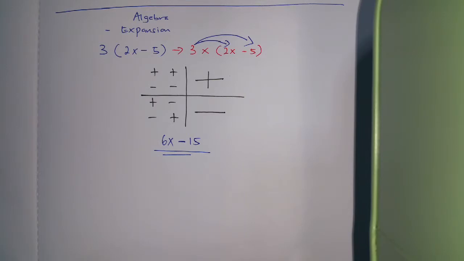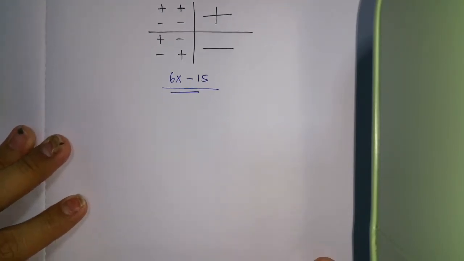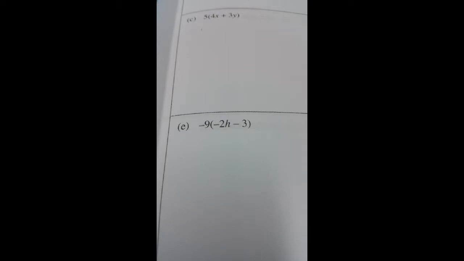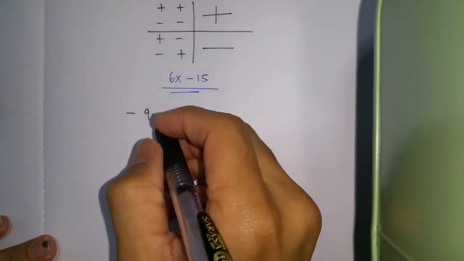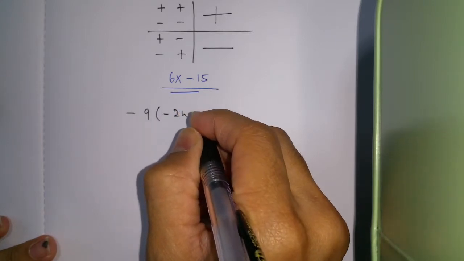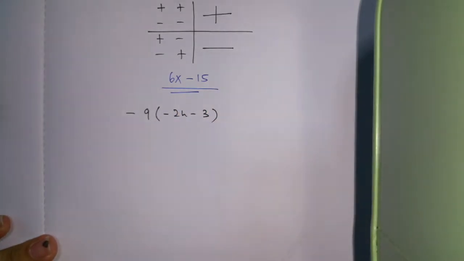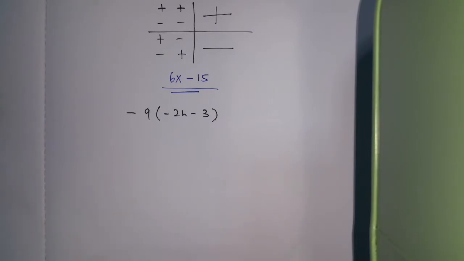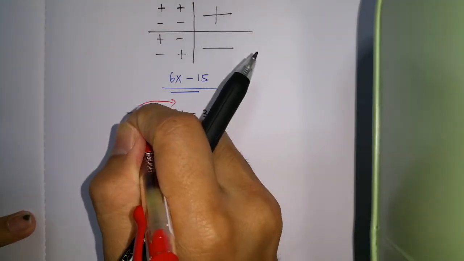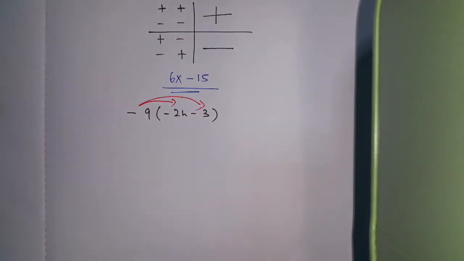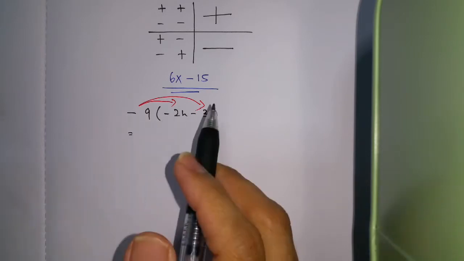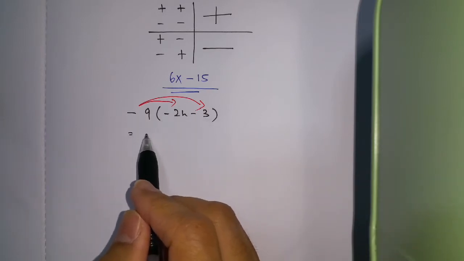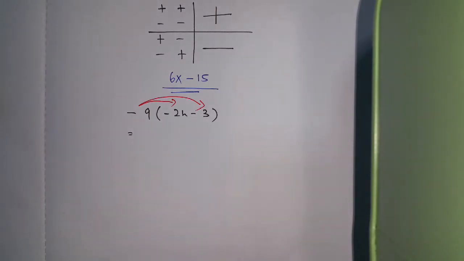So this is just one example. Let us look at another example. Let me change the pen. We have minus 9 multiplied by minus 2h minus 3. Again, by the rainbow method, minus 9 multiplied by this, minus 9 multiplied by this. Let us do the signs first. Minus and minus, they are the same signs, so I will get a positive. But since this is the first term, I'm not going to write down the sign. I don't have to write it down, it's understood.